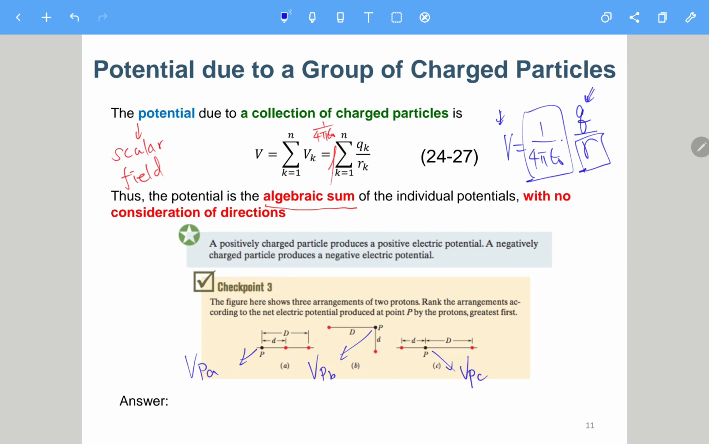Who thinks A is the largest one? No. B. Okay. C. No. So which one is the largest one? Which one is the largest one? A, B, or C? Okay.